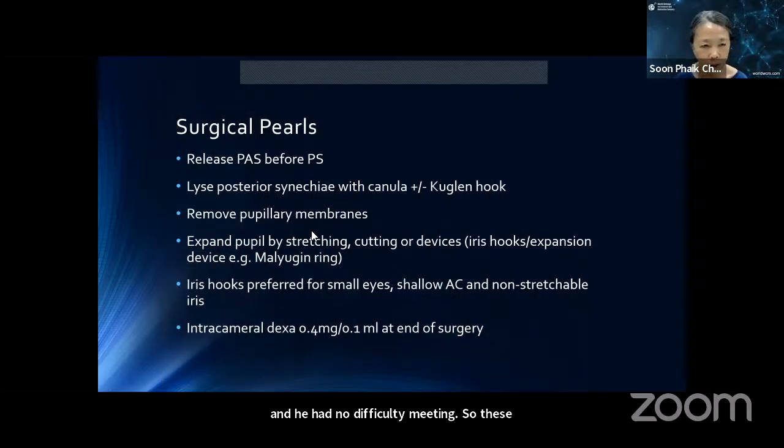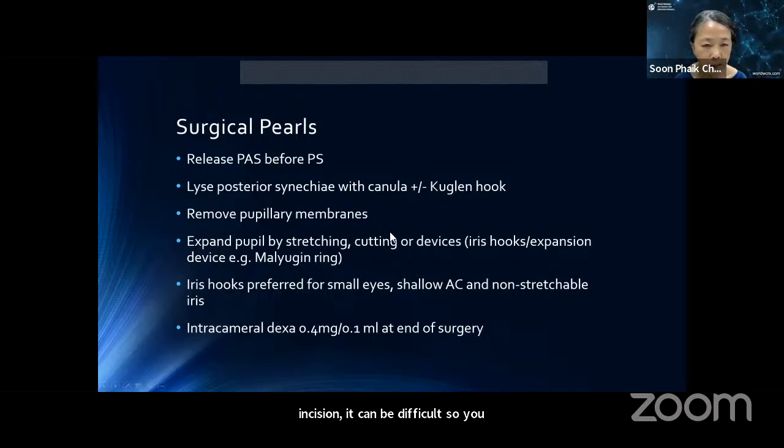When there's peripheral anterior synechia, always release that before posterior synechia, as the posterior synechia holds the iris taut as you release the more tenacious peripheral anterior synechia. So lyse posterior synechia with a cannula that's loaded with viscoelastic just by sweeping. And for the synechia that's closer to the incision, it can be difficult. So you use a Kuglen hook, which is extremely useful.